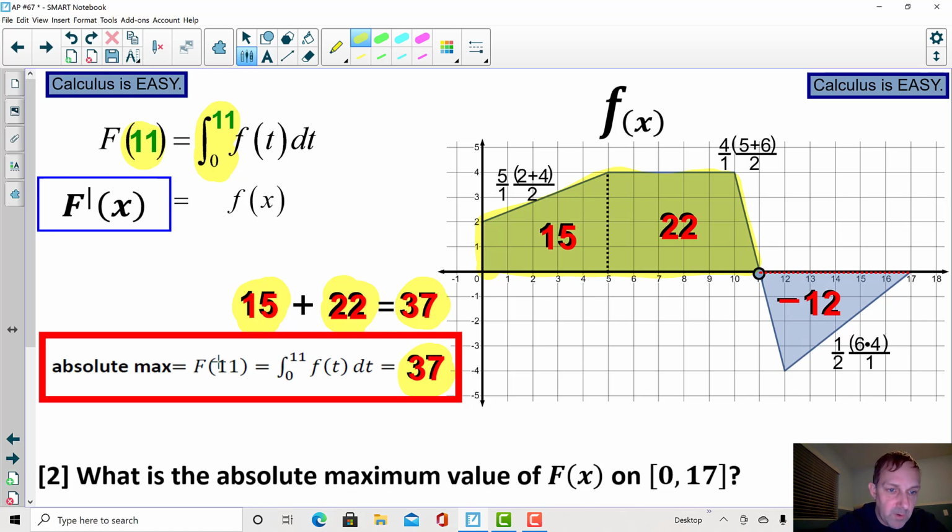Remember, that integral was f of 11. So when x is 11, our function has a value of 37, and that's the absolute maximum value. 37 is the absolute maximum value.